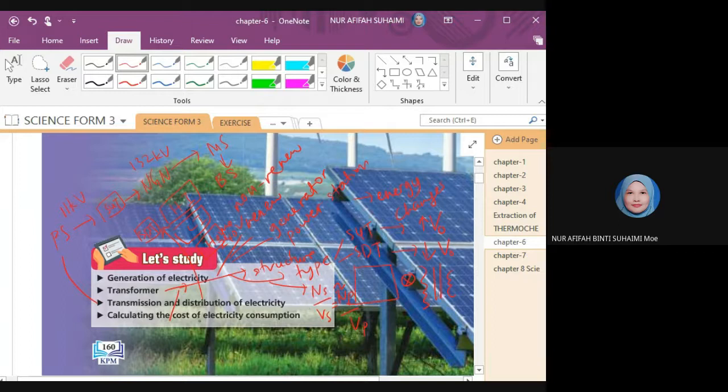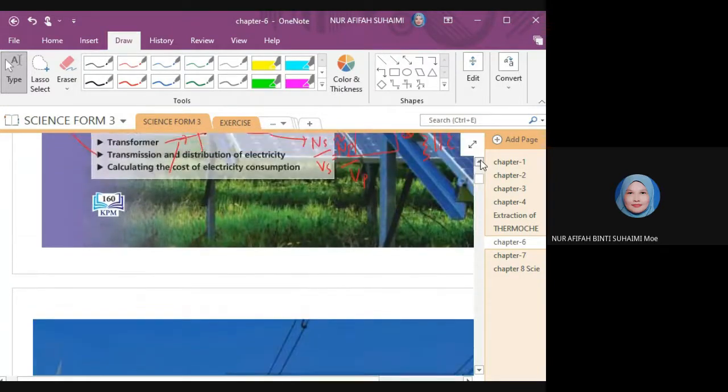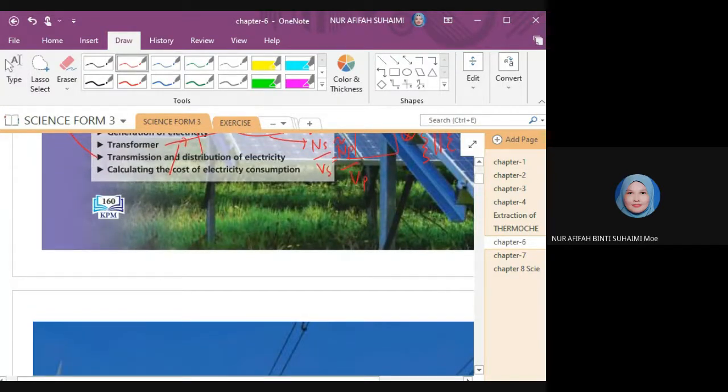Right? And then how to calculate the cost of electricity consumption. How to calculate the cost? Use the formula P equal to IV. Wait. Energy, energy equal to PT, not P equal to IV. Sorry, electrical energy equals power times time.